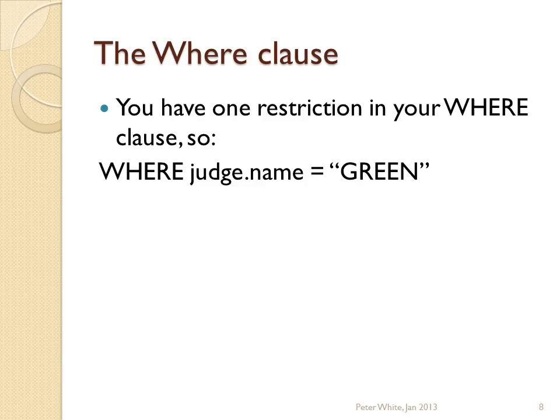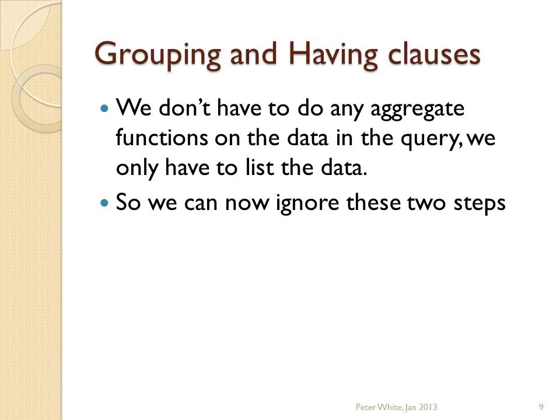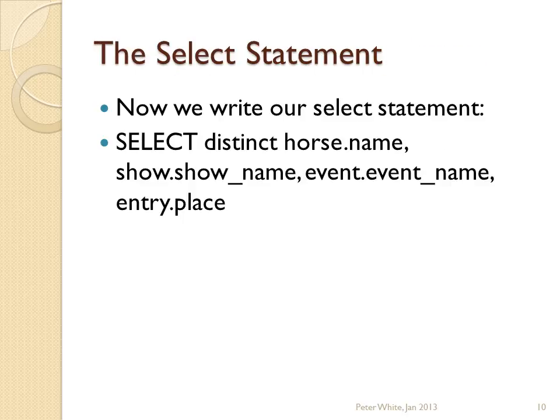So now we need the where clause. We've got one restriction in our where clause, and it says where the judge's name is Green. So here, where judge.judgeName equals Green. The grouping and the having clauses in this particular query, we don't have any aggregate functions on the data, so we don't even have to list the data. So we can actually ignore these two steps and just skip it.